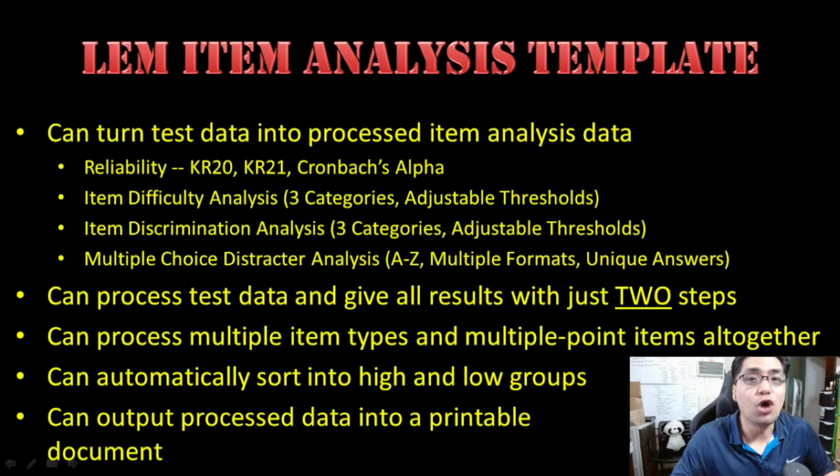This item analysis also automatically sorts test takers into high groups and low groups. No need for you to do this manually. No need for you to manually calculate how many people are supposed to go into the high and low groups. No need for you to arrange the test takers into high and low groups yourself. This template does all of this automatically. It can also output the processed item analysis data into a very clean, very easy to understand printable document. No need for you to format the printing of the whole template all by yourself because the template already has this for you.